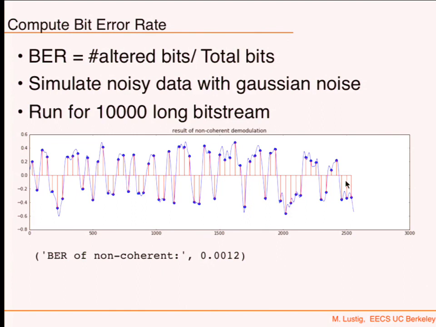And so what you're going to do is compute what's called a bit error rate. A bit error rate is the number of altered bits divided by the total number of bits. And it really gives you the probability of a bit being identified as the wrong one. So you're going to do that. And as it turns out, if you implement it correctly, you should get a bit error rate of about 0.0012. So one of every 1,000 bits will be erroneously detected. Okay?